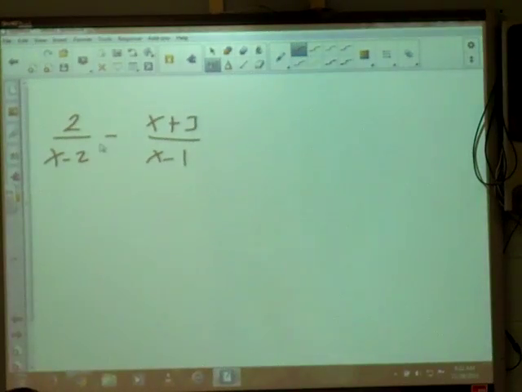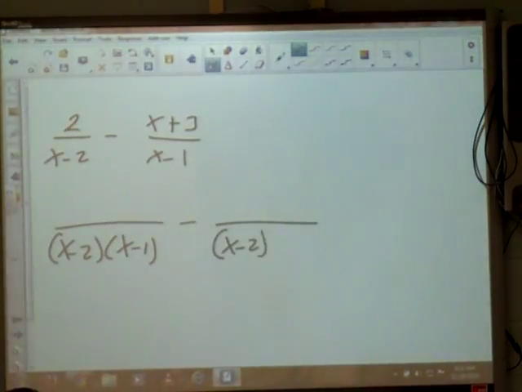So, just like before, what's my common denominator going to be? The product of those two. So my denominator is going to be x minus 2 times x minus 1. I'm going to put that on both sides. Alright, try not to skip any steps this time.